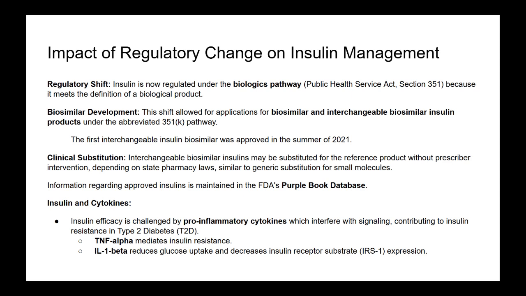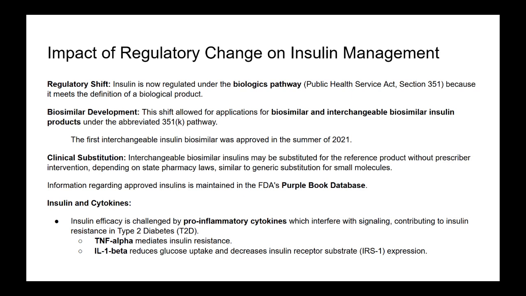Interleukin-1 beta, another cytokine, reduces the uptake of glucose stimulated by insulin, decreases the process of fat synthesis, and downregulates the expression of insulin receptor substrate 1. Elevated levels of interleukin-1 beta are commonly observed in individuals with type 2 diabetes. To counteract the harmful activity of these cytokines, fusion proteins such as rilonacept are utilized. These proteins work by inhibiting the activity of pathogenic cytokines, specifically targeting interleukin-1 activity.